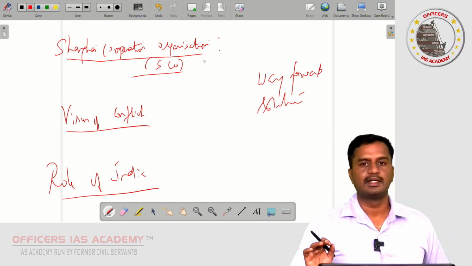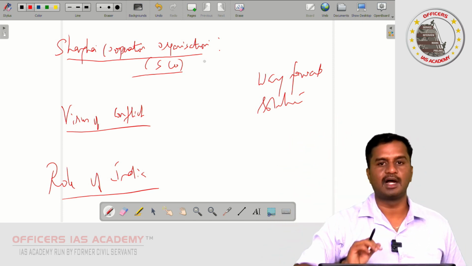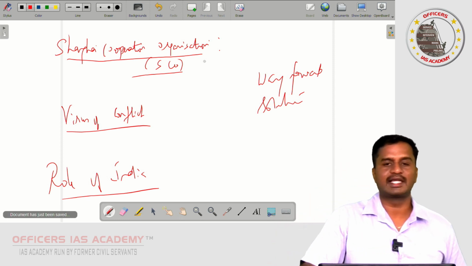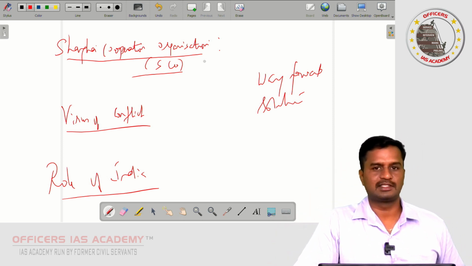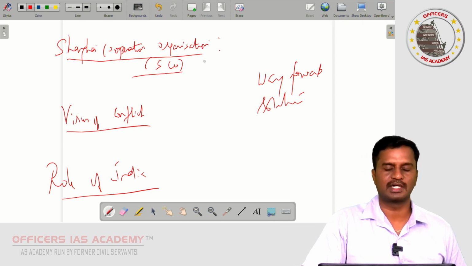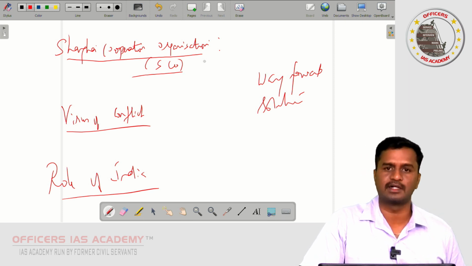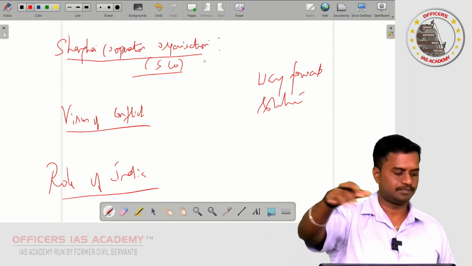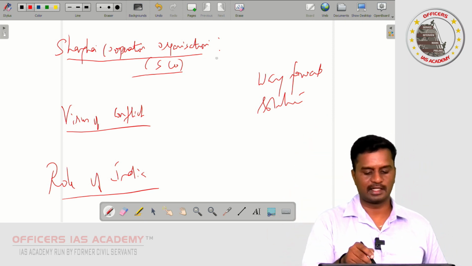Next point, write some more points regarding structure. In SCO there are two important organs. One is the secretariat and the other is RATS, the Regional Anti-Terrorist Structure. The Regional Anti-Terrorist Structure is dedicated to combat terrorism. So fill in points under the first heading.